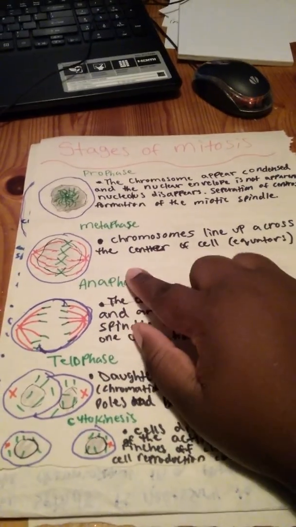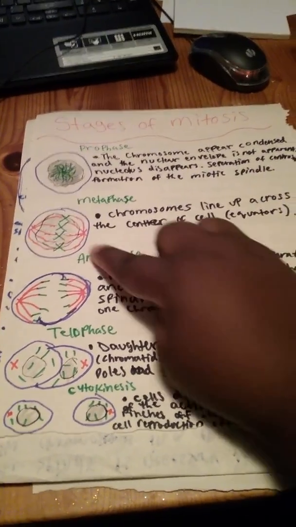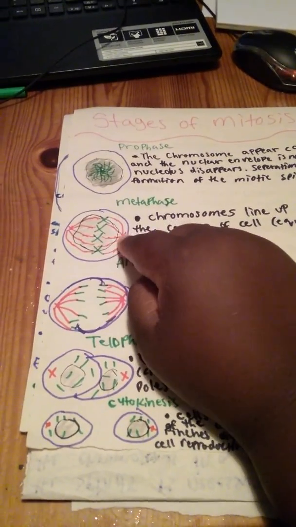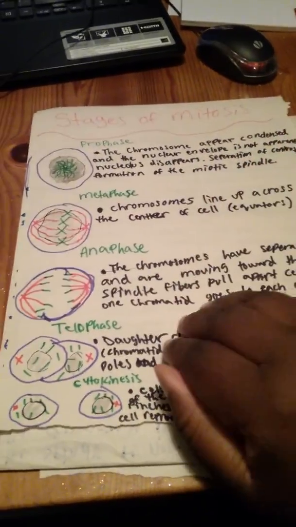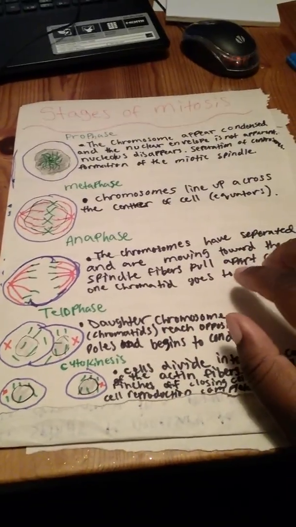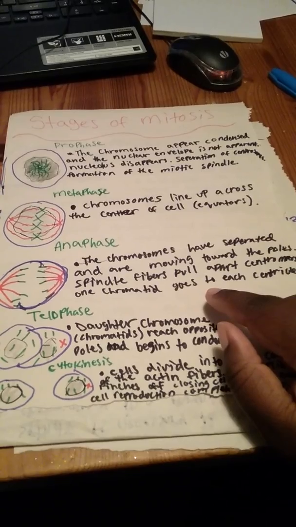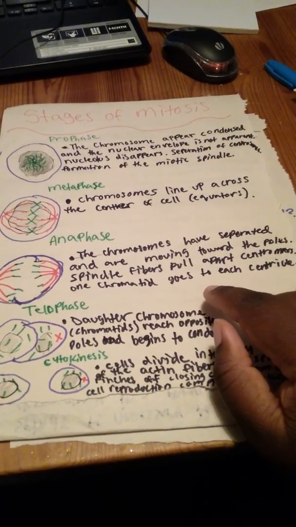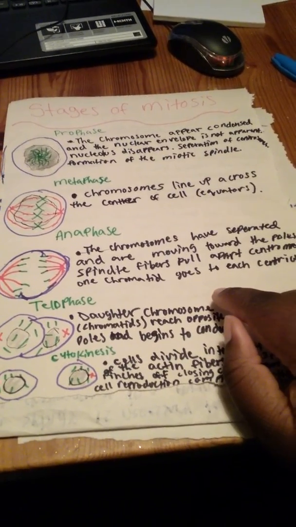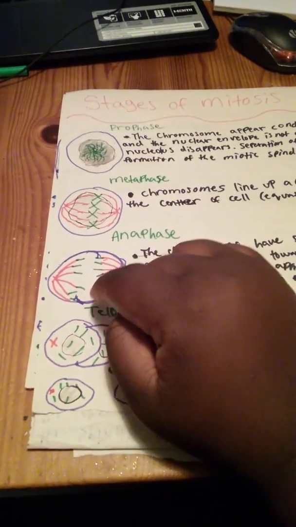In metaphase, the chromosomes line up across the center of the cell, the equator. So this is the cell equator, and these are the spindle fibers, and that's the nucleus disappearing. It's disappeared. Anaphase: the chromosomes have separated and are moving toward the poles. The spindle fibers pull apart the centromeres, and one chromosome goes to each pole. As you can see, they're separating with the spindle fibers pulling them apart.